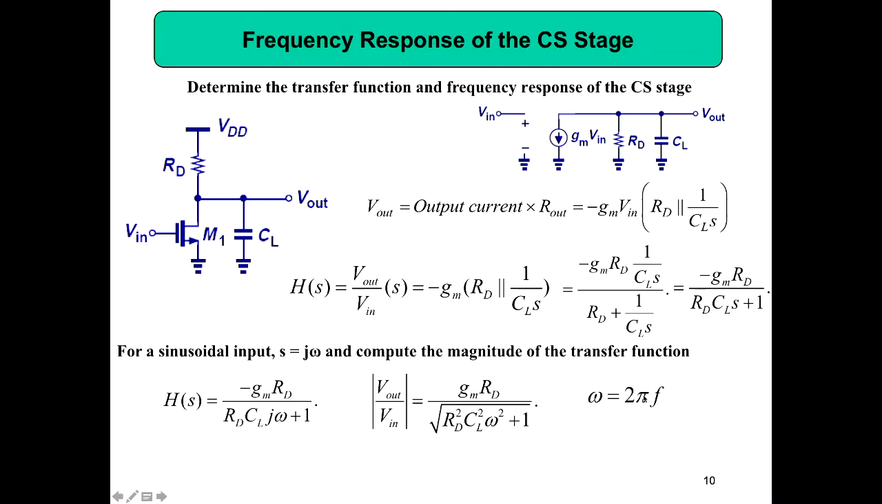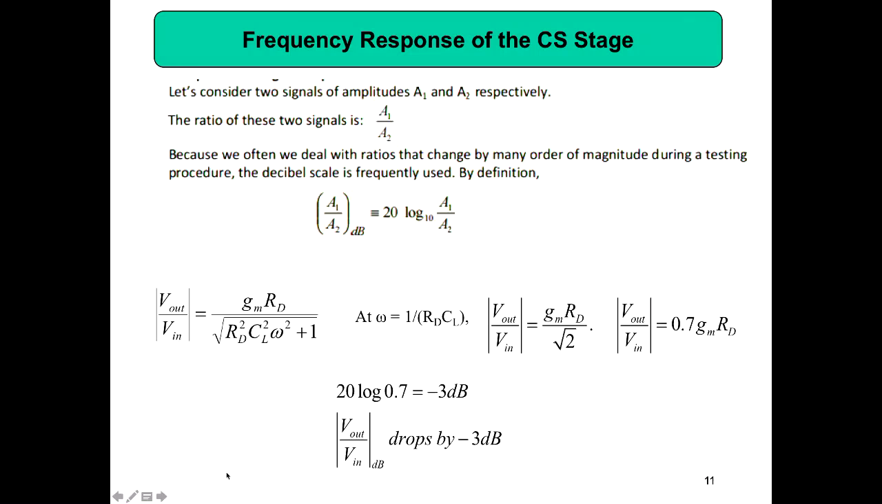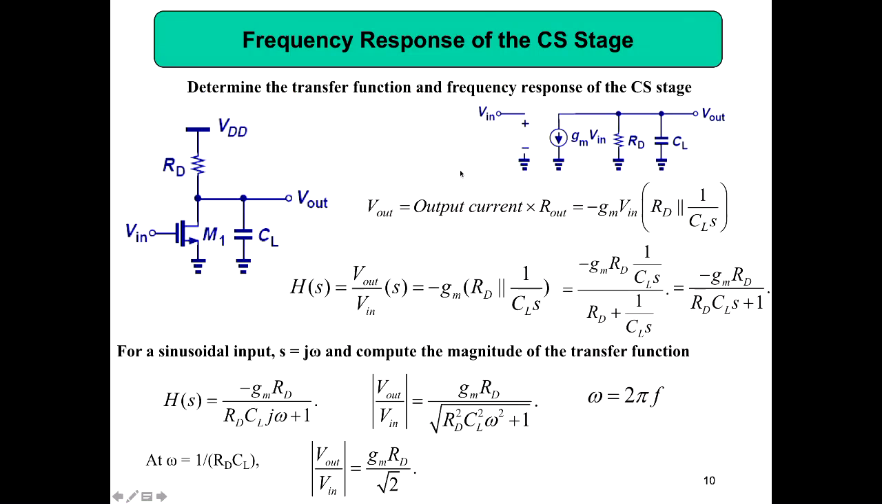So omega equals 2 pi f. If you put omega equal to 1 by RD into CL, then I can write the magnitude of V out by V in equal to gm RD by root 2 at omega equal to 1 by RD CL. So that is the frequency response.